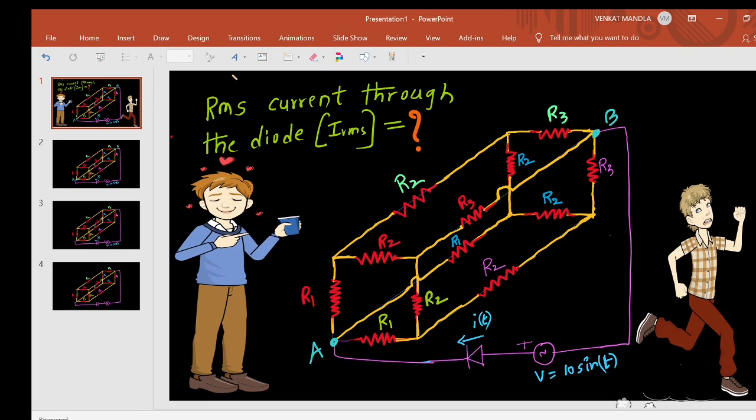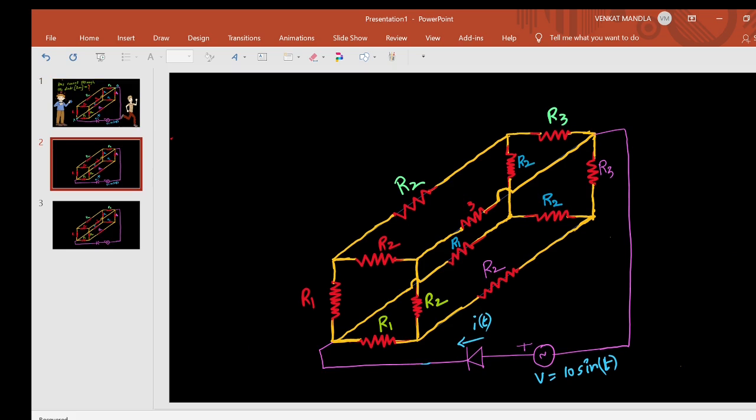So how do we find the equivalent resistance between points A and B? Let us say this is point A and this is point B. To find the equivalent resistance between A and B, first we need to find the symmetrical nodes. How to find the symmetrical nodes? This is a three-dimensional circuit. It is not a two-dimensional circuit.